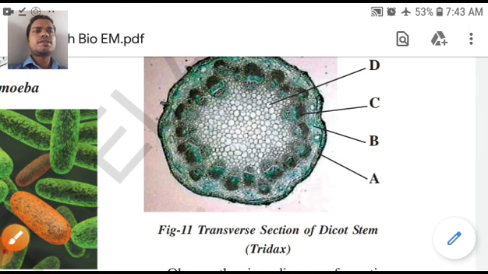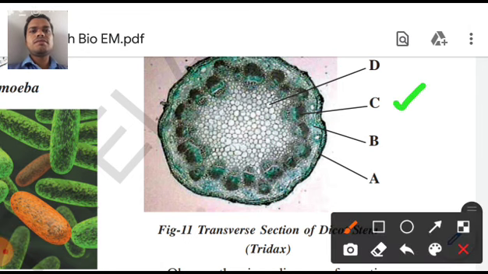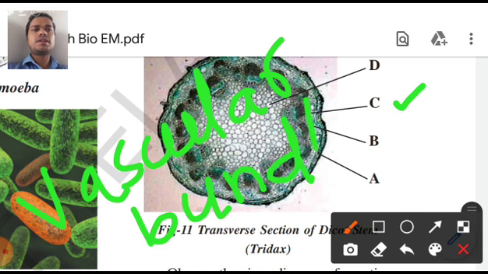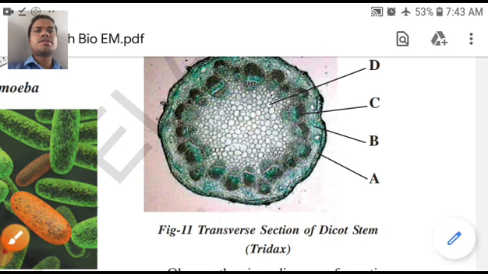Now what is the next thing? See here, this is called vascular bundle. Vascular bundle means a special tissue that is helpful for transporting food and water. Inside our body the blood is moving up and down. Am I right? Just like that in plants also, water is moving up in the plant and the food is coming down from the plant. So these are specially designed cells to transport the materials up and down.